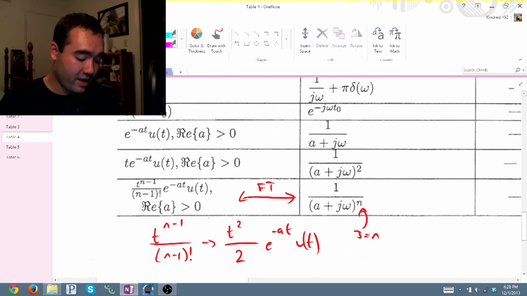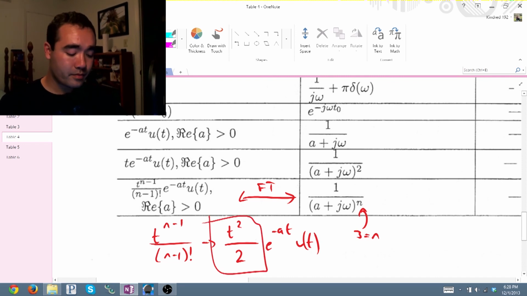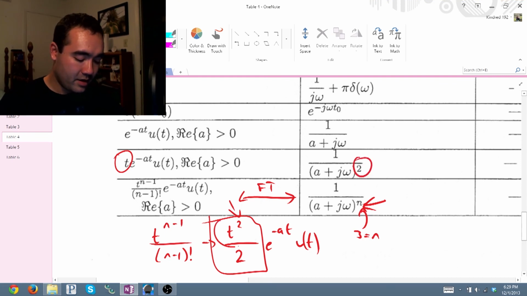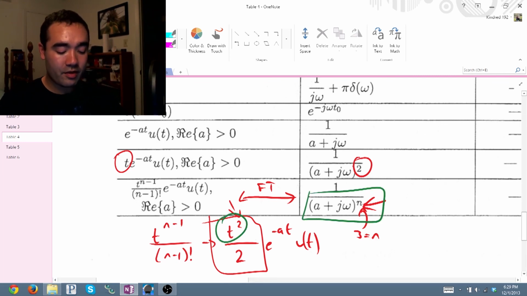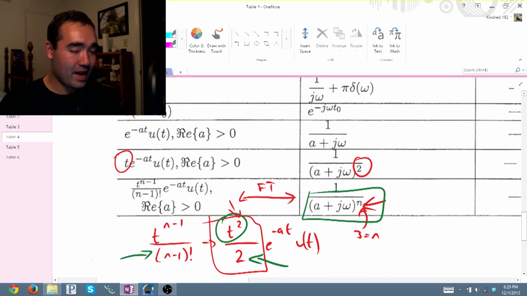So the only thing that changed was this right here. You can see that as your power goes up, the power here goes up. Just like how a t to the first power gives you a square, t squared gives you this expression cubed, and so on and so forth. You just have to remember that the arrow is pointing in the wrong direction. You've got to remember this factorial on the bottom. That'll get you if you're not careful.